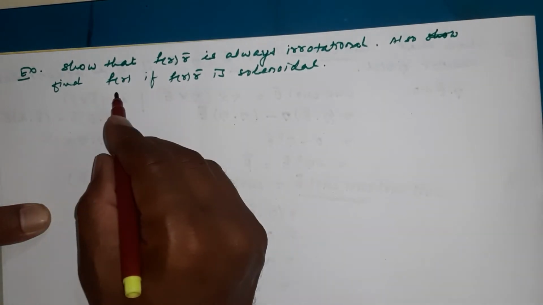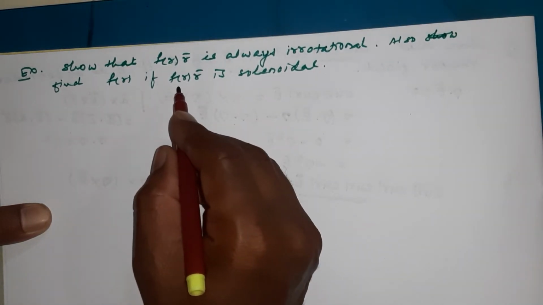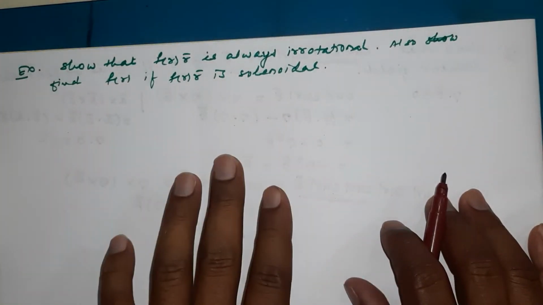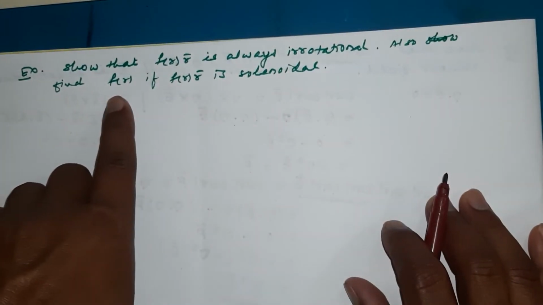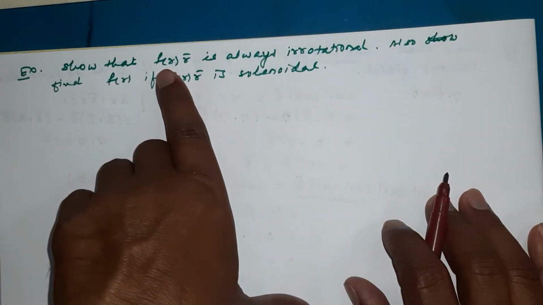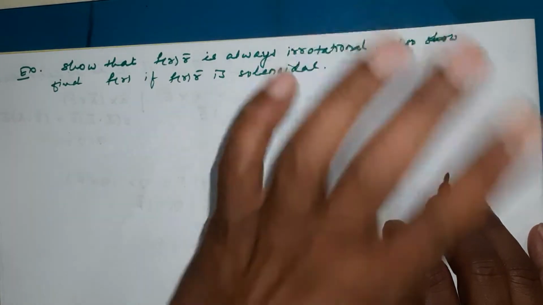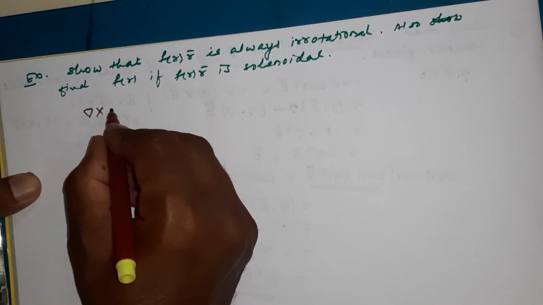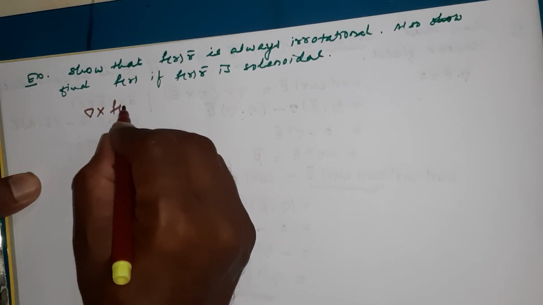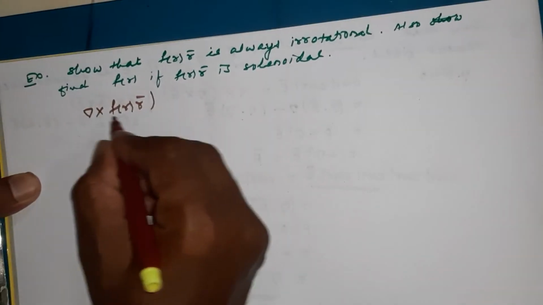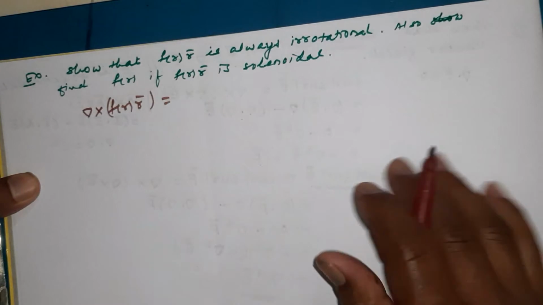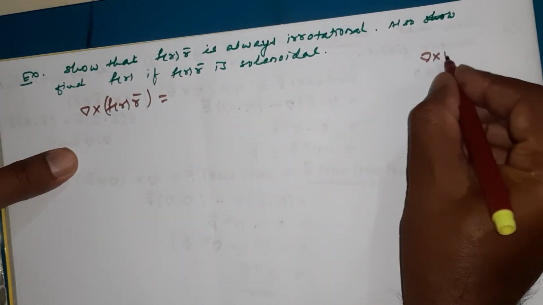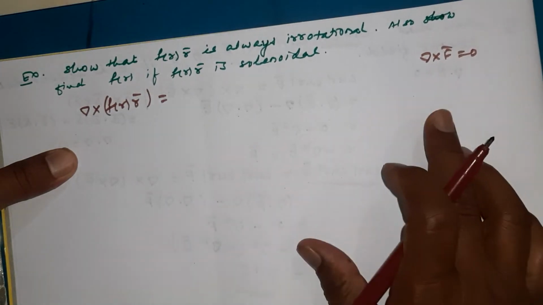Also find f of r if f of r into r bar is solenoidal. If this vector is solenoidal, we have to find f of r. Okay, first we will concentrate on showing that f of r into r bar is irrotational, meaning del cross f of r into r bar. We know that for irrotational we must have the cross product equal to 0. Del cross f bar is equal to 0, then f bar is irrotational.